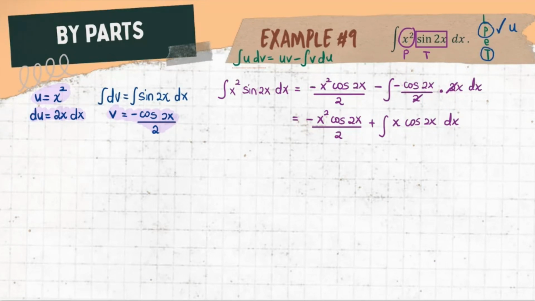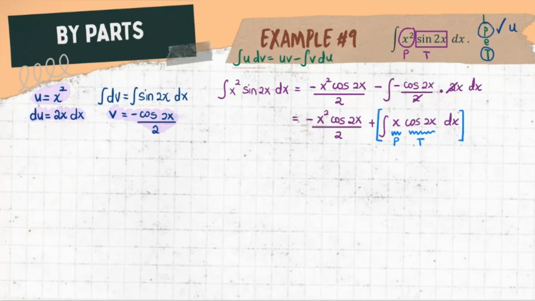Tetapi kita masih lagi tidak boleh teruskan integrate x cos of 2x seperti biasa, sebab masih lagi ada produk antara polinomial dan juga trigo. Maksudnya kita perlu buat by part yang kedua. So the second by part is for this part sahaja. Integrate x cos of 2x dx. So ini adalah polinomial dan ini adalah trigo. So masih lagi polinomial sebagai u.